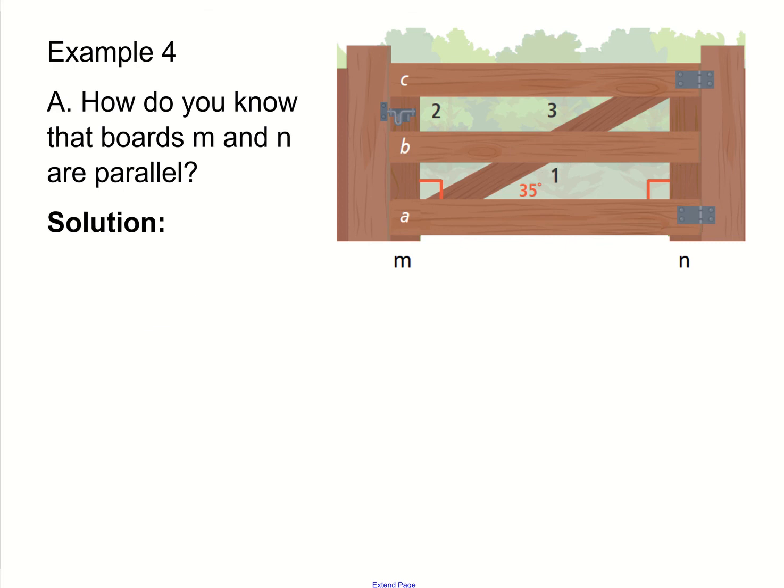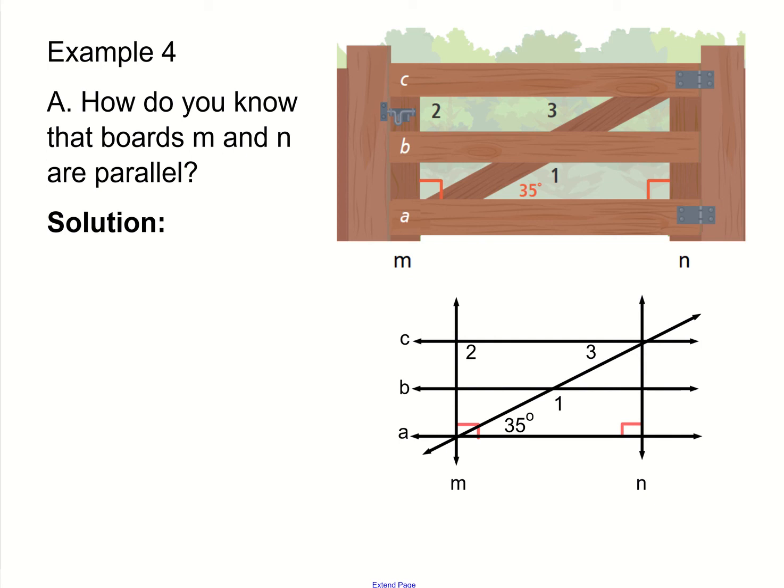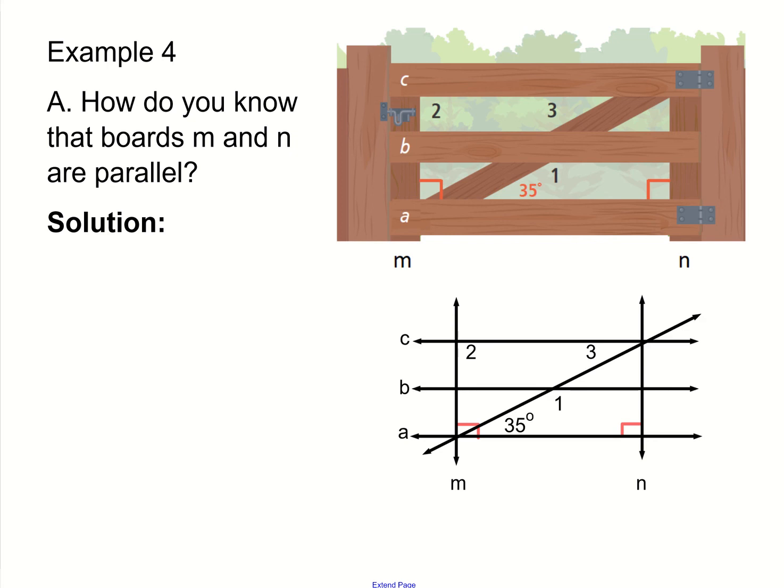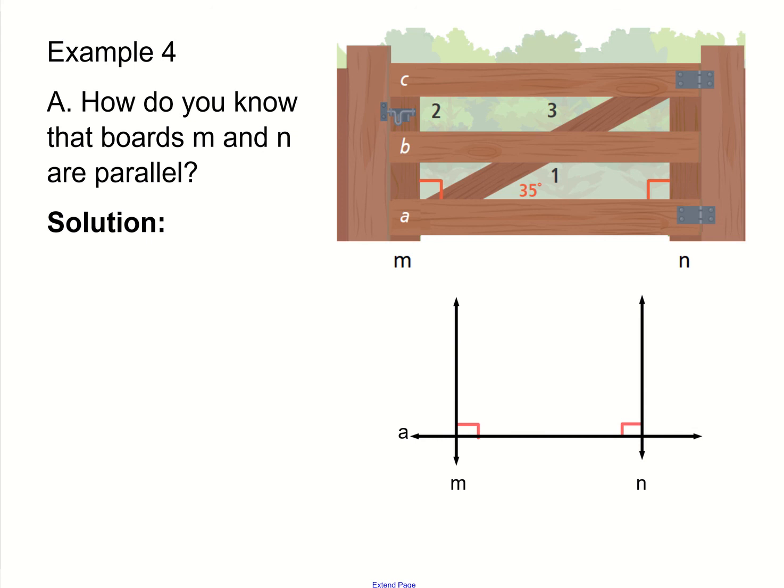Okay, so we're going to focus on part A first. How do we know that M is parallel to N? We're going to draw a diagram here. We replace all the boards with lines, just like this, and we're going to focus on M and N. So we're going to erase everything else except for the bottom board A and M and N. Now, in this case, this is my transversal, and we want to show that these lines are parallel. We don't know if they're parallel yet.